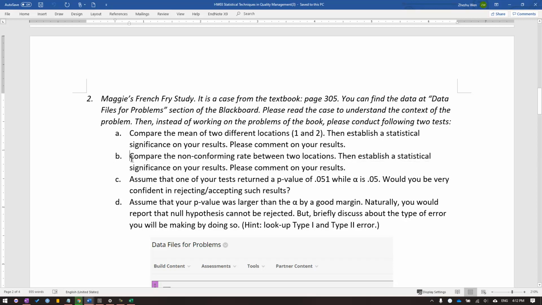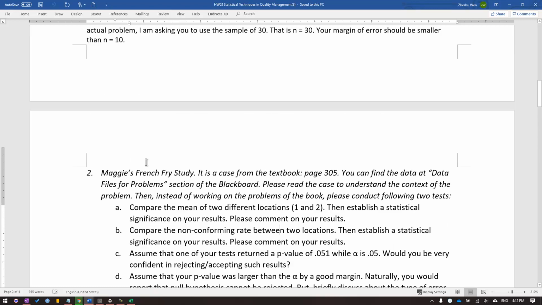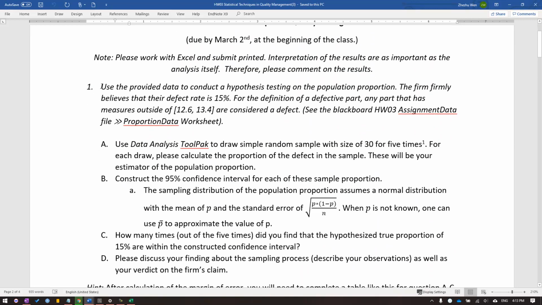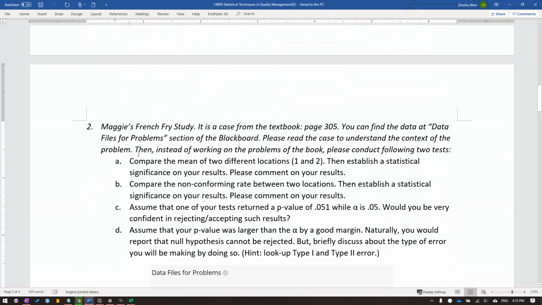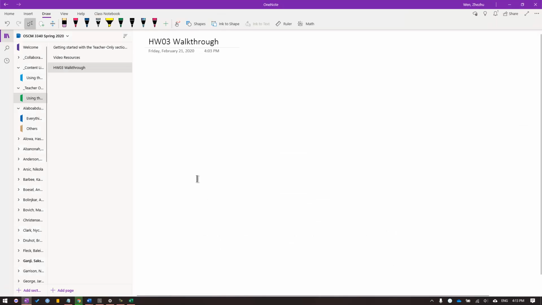Number 2 is asking to compare the non-conforming rate between 2 locations. Okay, it's another type of test, but this time it is going to be the test of proportion rather than the test of mean. Both of them are trying to find out the difference. But the first one is trying to find out the difference between means. The second one is trying to find the difference between proportions. So we did proportion finding in homework number 1. Homework number 2 is letting you compare 2 different proportions. That's what it is.